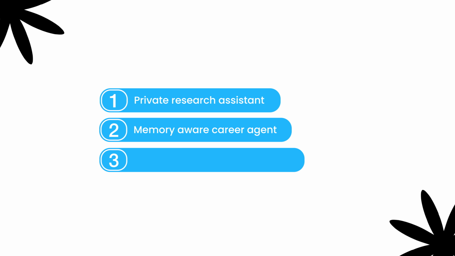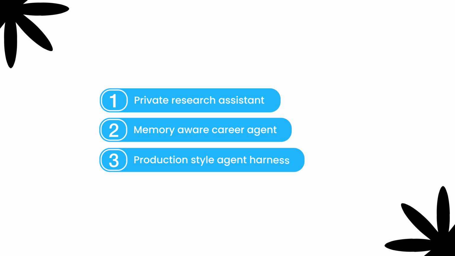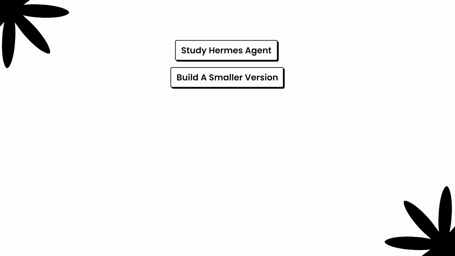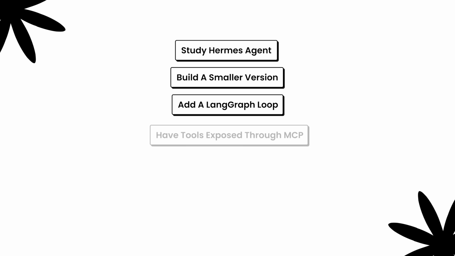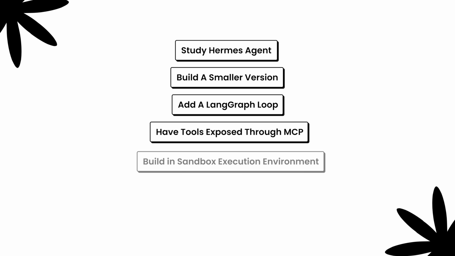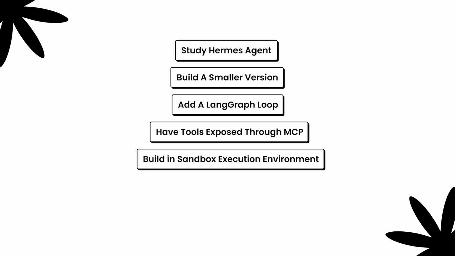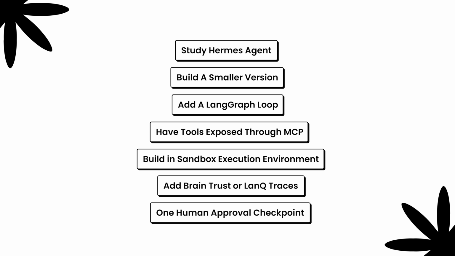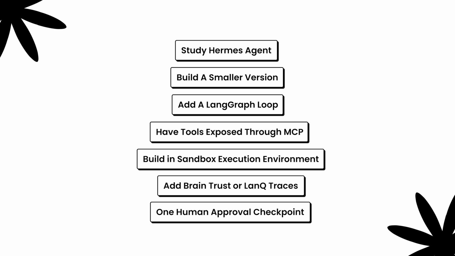Now, project number 3 is a production-style agent harness. As I was telling you, study the Hermes agent. Then build a smaller version with a model that you found on Hugging Face. Add a LangGraph loop, have tools exposed through MCP, and build that in a sandboxed execution environment. You can even add Braintrust or Langfuse traces to it. And then add one human approval checkpoint before any external write. Then run a PromptFoo test suite with tool failures, injection attempts, and cases where the agent should stop.